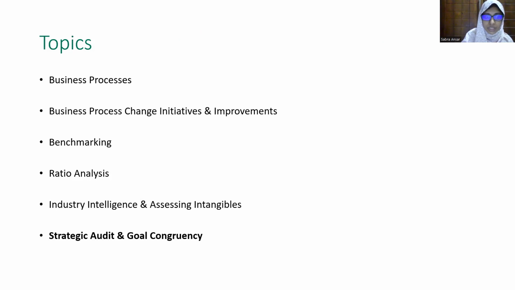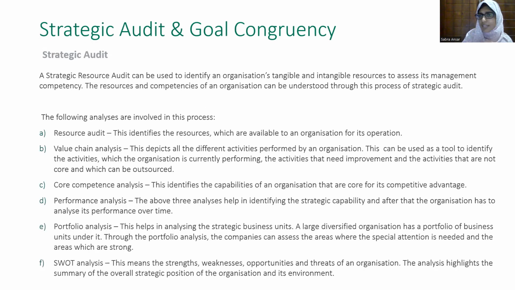Now we will be talking about strategic audit and goal congruency. A strategic audit can be used to identify an organization's tangible and intangible resources and to assess its management competency. What we did with ratio analysis was checking the tangible, basically, and here we also talked about the intangible, right? With this, the management's competencies are checked, and the resources and competencies of the organization can be understood using this strategic audit.